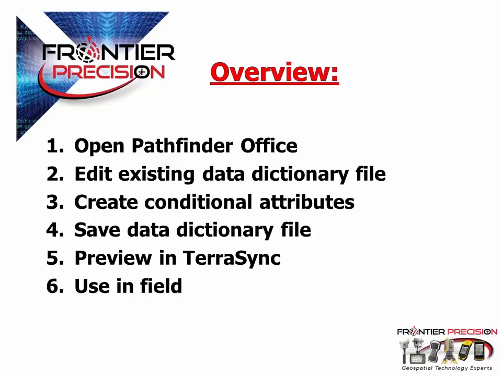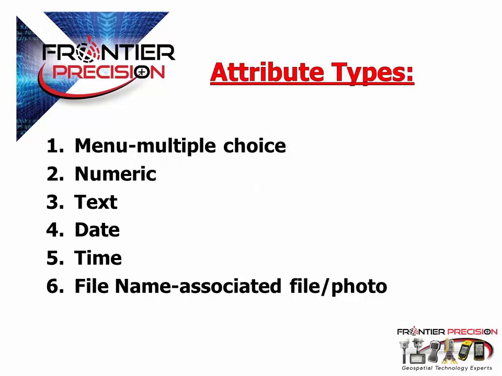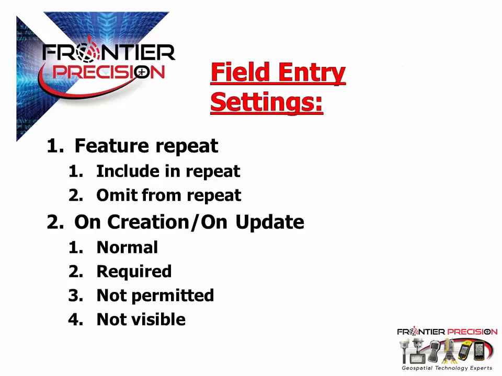In today's session, the steps we will take are to open Pathfinder Office, edit the existing data dictionary file we created in the previous Tech Talk, create conditional attributes, save our data dictionary file, preview in TerraSync, and it's ready for use in the field. The attribute types that we're able to use within Pathfinder Office are menu, multiple choice, numeric, text, date, time, and a file name, associated file, or a photo. These are going to be important once we set up some conditional statements.